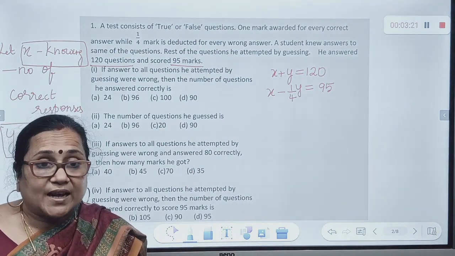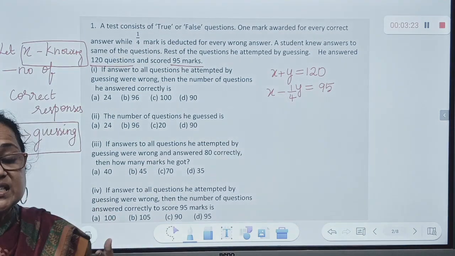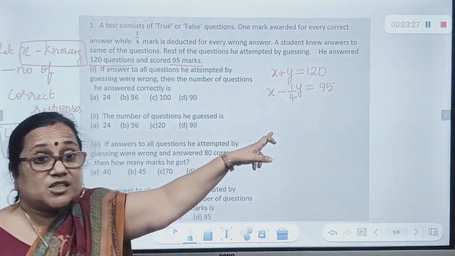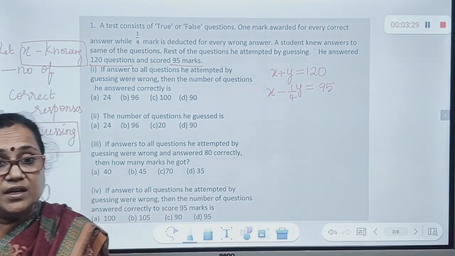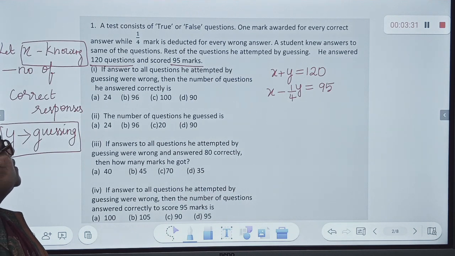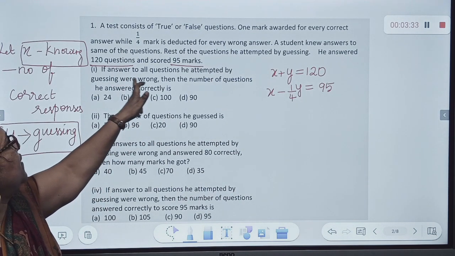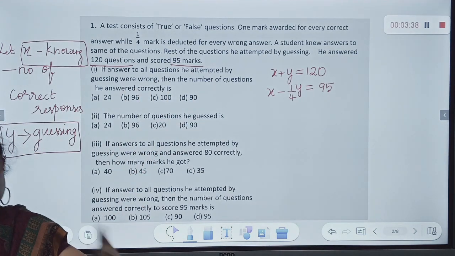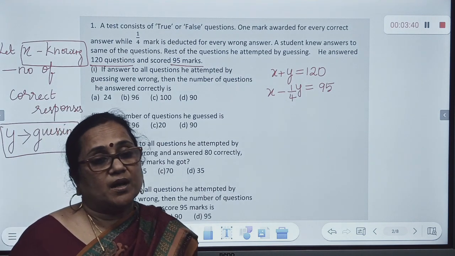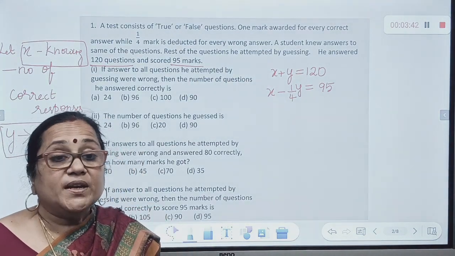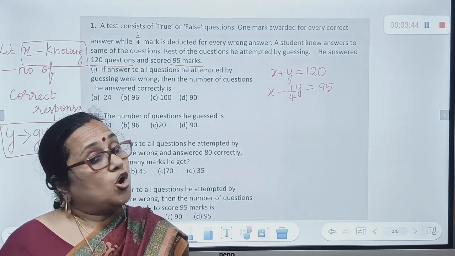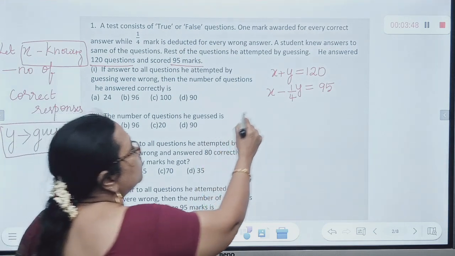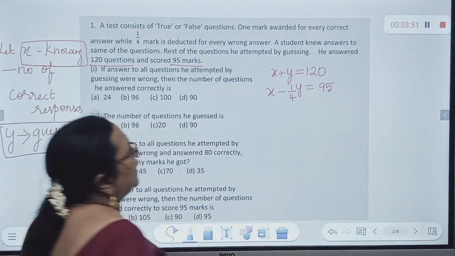95. How is that calculated? For every correct answer, he gets 1 mark. Since he has answered x correctly, he will get x marks for all the correct responses. However, the ones that he had guessed were all wrong. That is the question. If answer to all the questions he attempted by guessing were all wrong, then he is going to lose quarter mark for each question. How many has he guessed? Y. So how much will he lose? Y into 1 by 4.